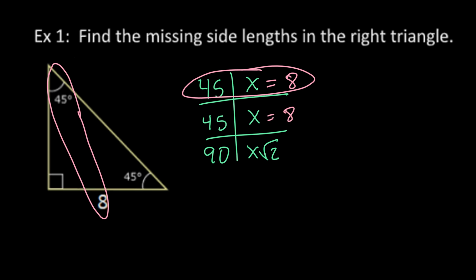So wherever we see an x, what are we going to put? 8. So across from the other 45 is also 8. And across from the 90, what is that value going to be? 8 square root 2. Good. Making sure we're putting those values back on the triangle. And we're done.